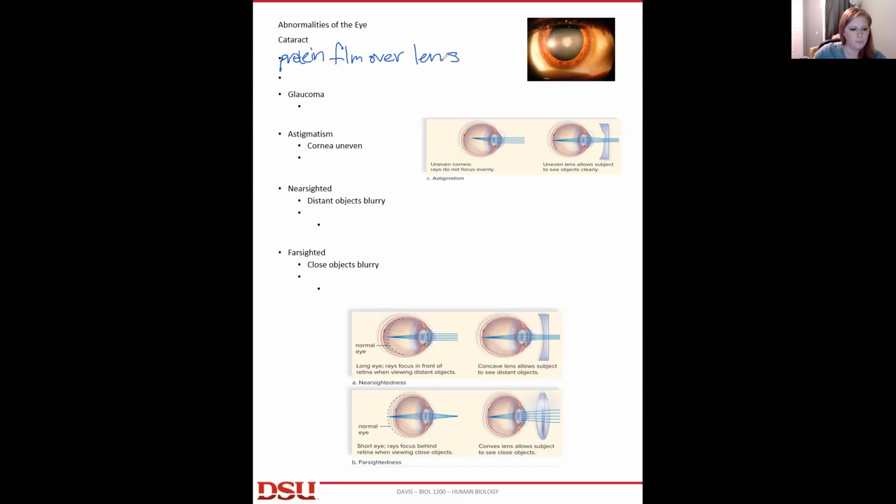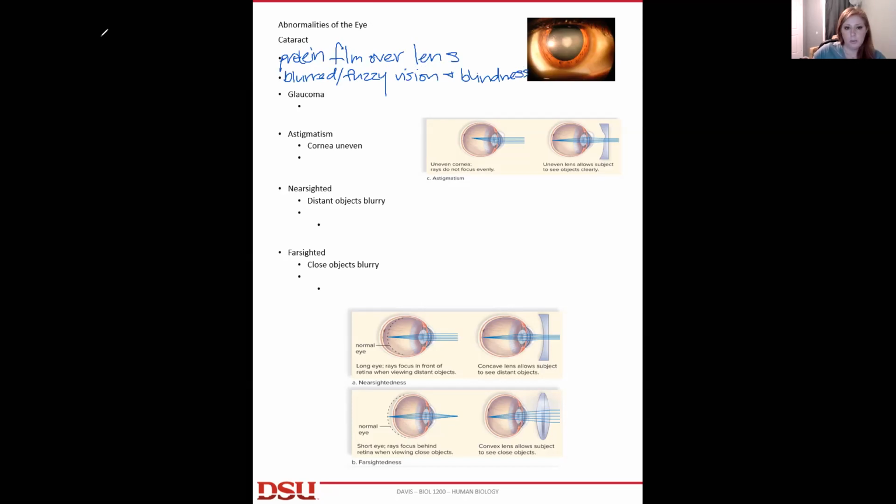Okay? And again, this can cause blurred, fuzzy vision and blindness. And there are surgeries that can be done to remove cataracts. They have their own risk associated with them, like anything does. And sometimes they're effective and sometimes they're not.